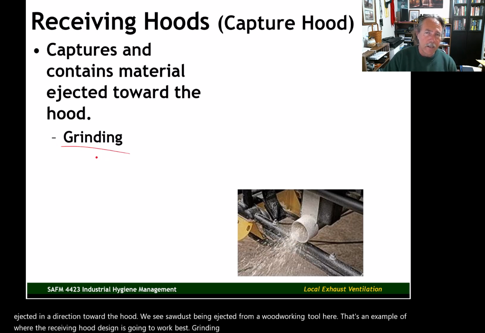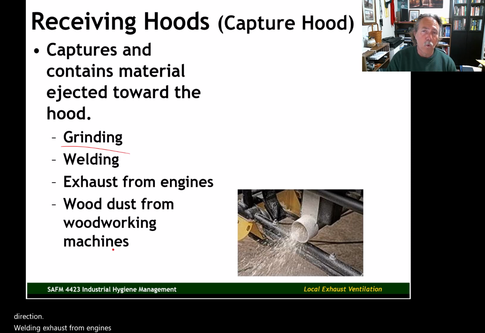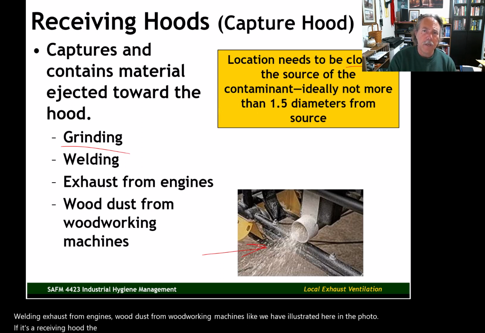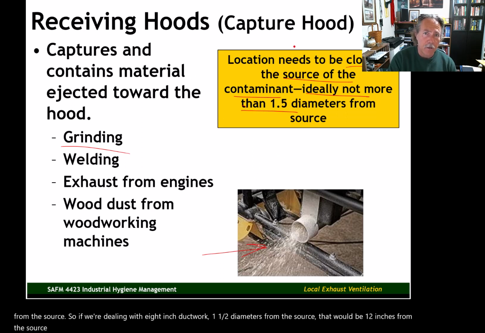Grinding operations, grinding produces material moving in a certain direction. Welding, exhaust from engines, wood dust from woodworking machines like we have illustrated here in the photo. If it's a receiving hood, the location needs to be close to the source of the contaminant. Ideally, not more than 1.5 diameters from the source. So if we're dealing with 8-inch ductwork, 1.5 diameters from the source, that would be 12 inches from the source. Your receiving hood should be no more than 12 inches from the source of the contaminant.